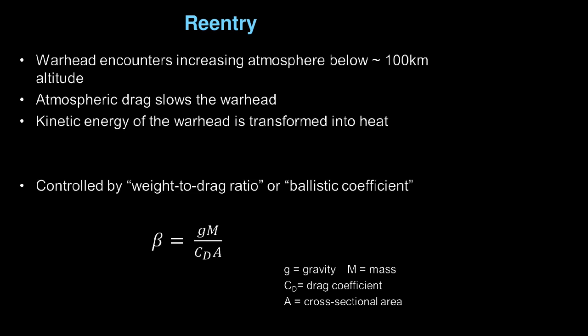And this reentry phase and the heating is controlled by what's called the weight-to-drag ratio, the ballistic coefficient, which is given by beta. So you can see it's basically the weight of the object divided by the drag coefficient times the cross-sectional area. So what's important to keep in mind here is that a high value of beta means low drag, and low drag means high speed during reentry.